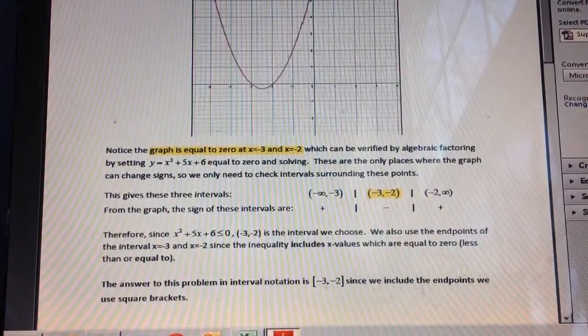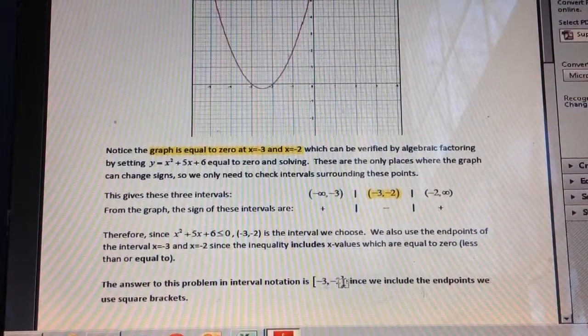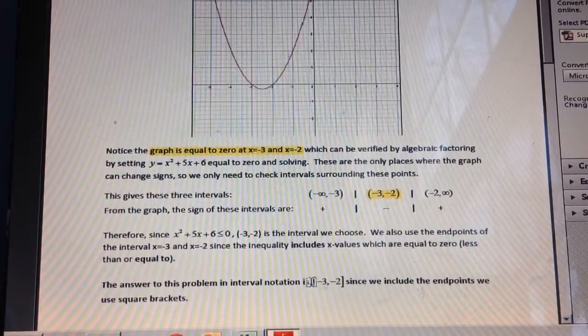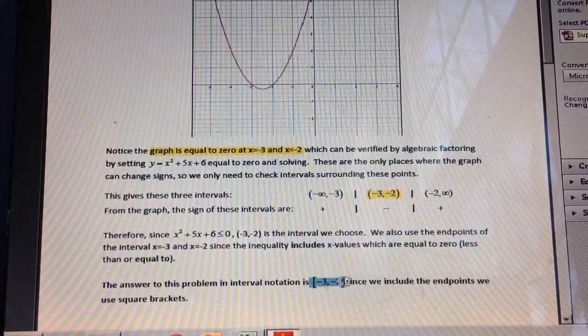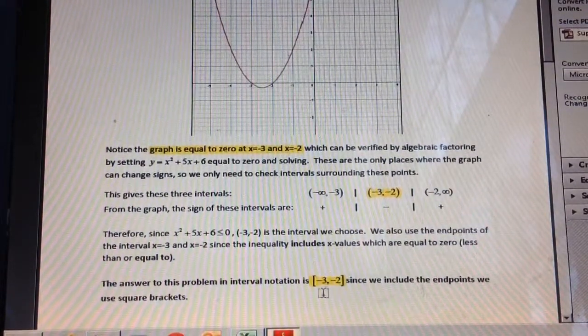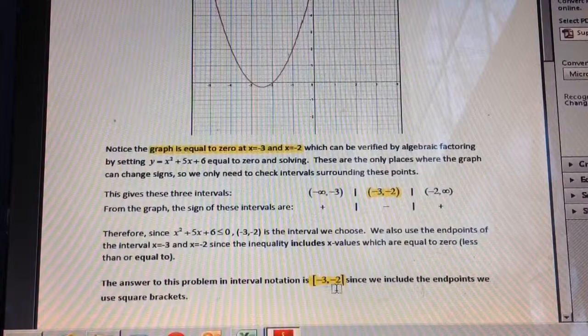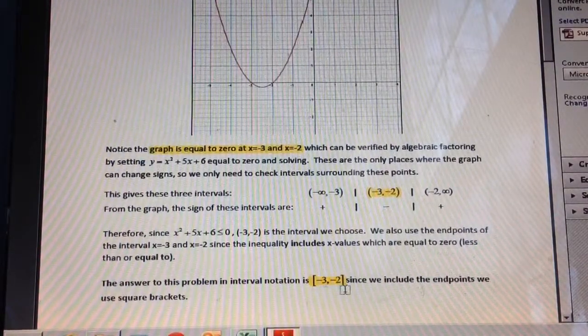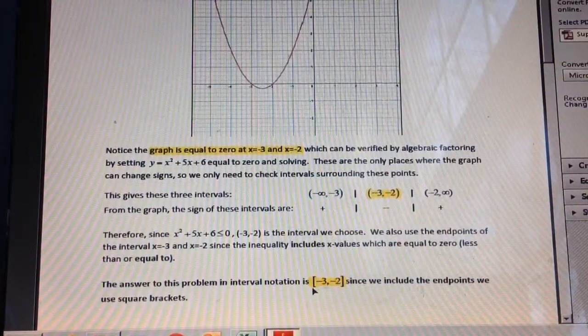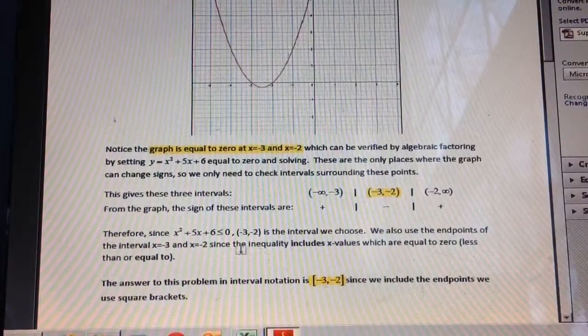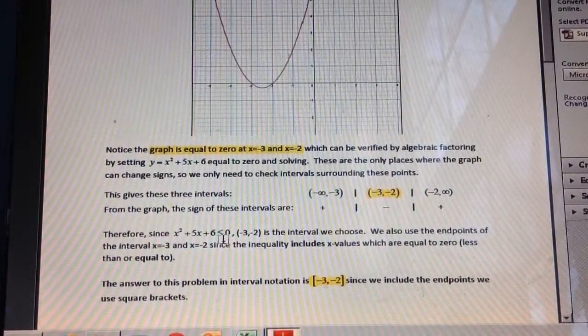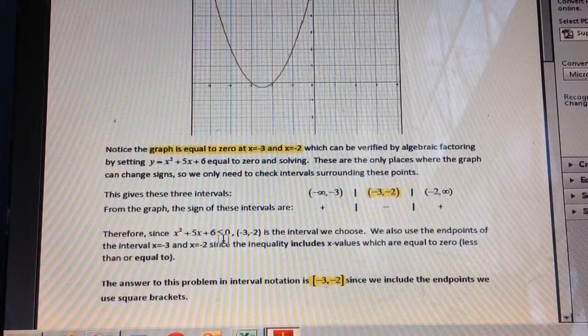And since we have that, we have brackets for interval notation. So this would be our answer. X is going from -3 to -2, and we do include those endpoints, so we put square brackets around there. So the square brackets essentially mean that we have an equal sign too, so we take those equal points.